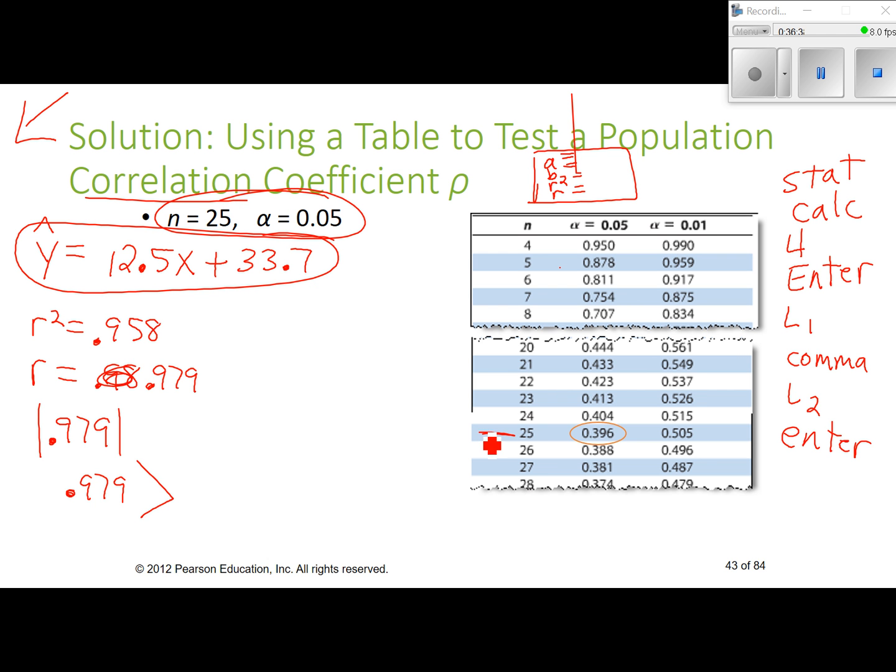We go down to where we're at 25 as our N, and our alpha, our level of significance this time, is this column. So we match those two up, and it comes out to be that right there, which is 0.396. You'll notice that the R is a lot bigger than that. So that's telling us that there is significant correlation between our X's and Y's. So what that's saying is that if we have an X, we could make a pretty good prediction on what Y is going to be.